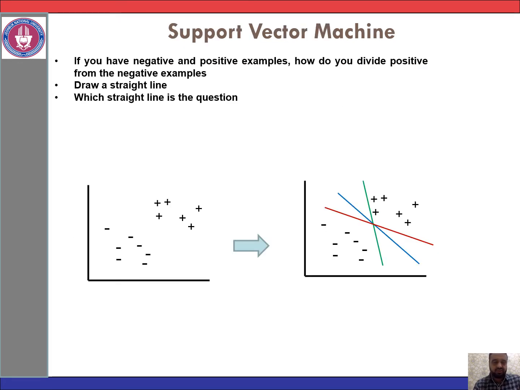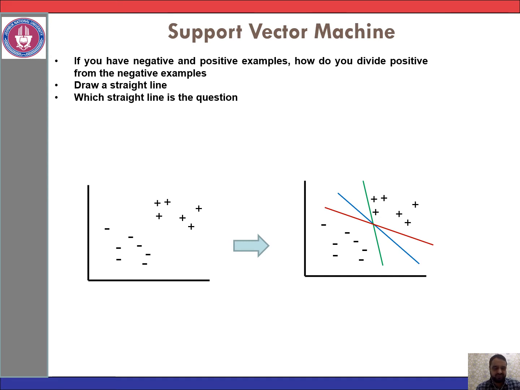Until now, we talked about three different classifiers in machine learning. The first one was the k nearest neighbor classifier. The second one was the decision tree classifier. And the third one was the naive Bayes classifier. Now I will talk about the most important and well-known classifier in machine learning, that is called support vector machine.